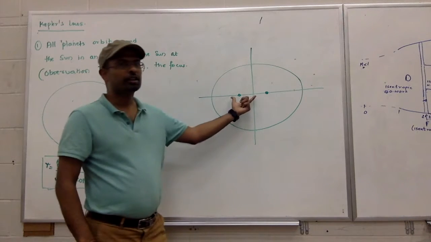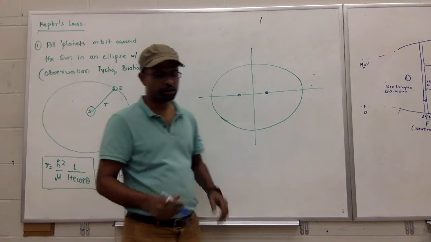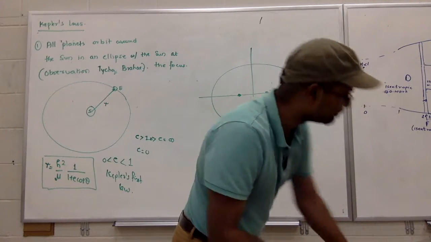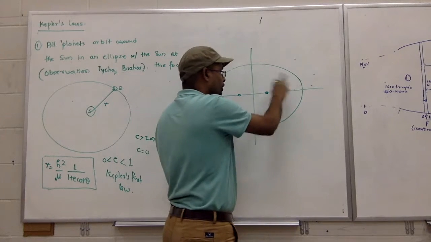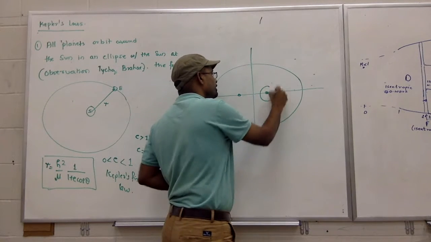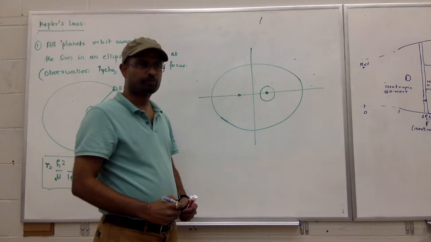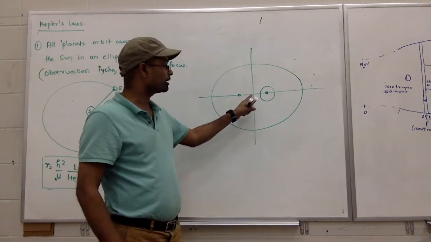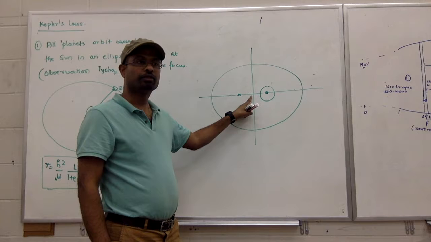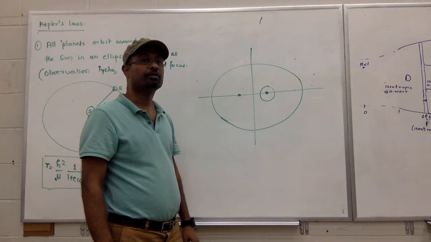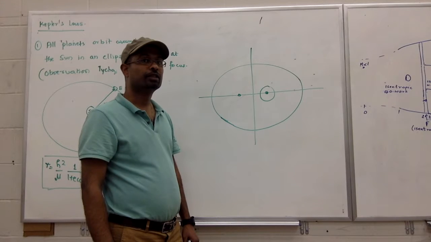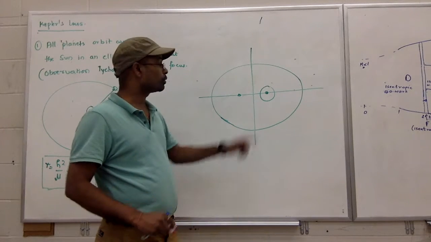When you're drawing the ellipse, this is where you keep your pegs, and then you draw. So this is where the sun is. Now, the sun is not at the center. It's at the focus. That will come back to later, but this is what he said.